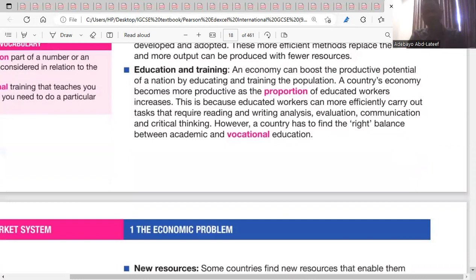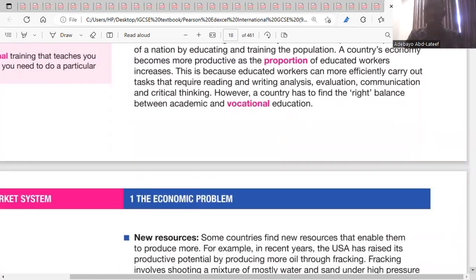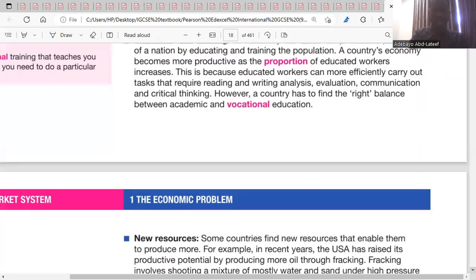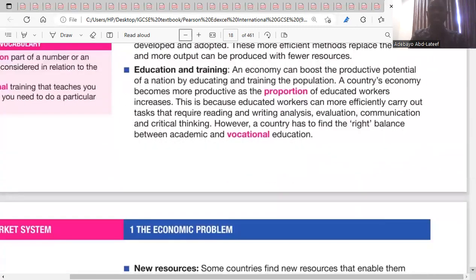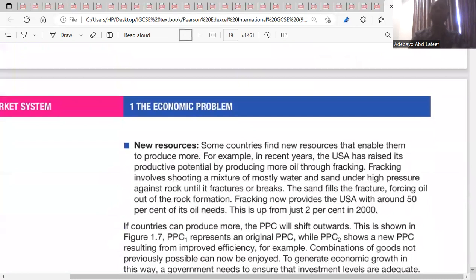Is it clear? We're talking about factors that enhance growth. The first one we talked about is technology. The second one is improved efficiency. The third one is education and training. Now, new resources. We use discovery of new resources. It means the country has added new products. Oh, there's no oil in this country. Now they discovered oil. Oh, there's no gold. Now they discovered gold. That means the resources of that country have increased, and that would enhance economic growth. Is it clear? Any question about that?